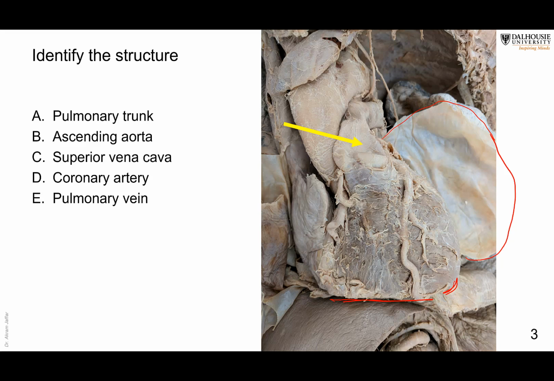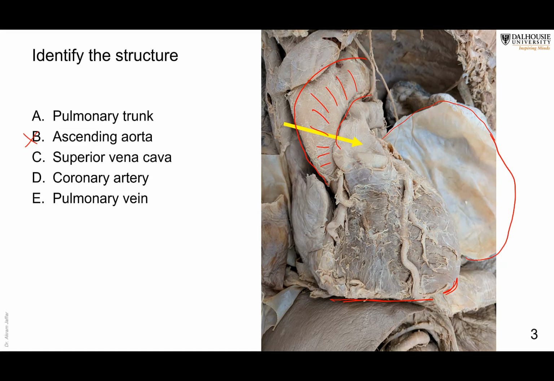And you can see the great vessels. One of the great vessels is this one, which is the ascending aorta, becoming the arch of the aorta at this location. So the marker is not on the ascending aorta. This artery here is the ascending aorta. So it's not the ascending aorta.